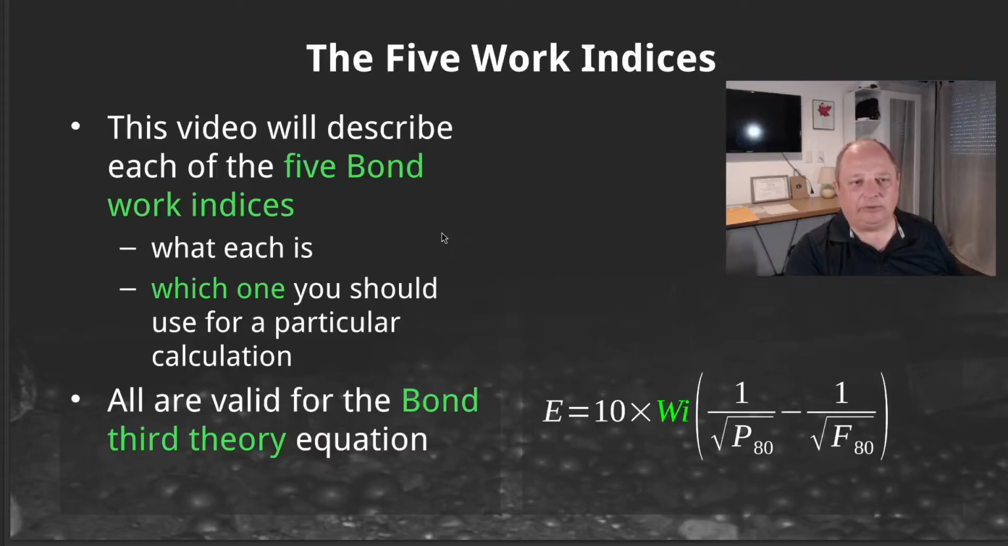So this video will describe each of the 5 Bond work indices, a quick description of what they are, and a description of which one you should use for a particular calculation. Now, all of these work indices are valid for use in the Bond third theory equation. Any one of these 5 can appear in an equation of this form in this position, depending on what you're doing and what data you have available to you.